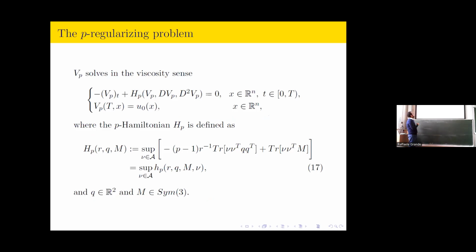Furthermore, we have that Vp solves the following partial differential equation that is related to an approximative problem. And we remark also that we can write the P Hamiltonian in the following way. But here, as you can notice, there is a problem, because we have this P minus 1, minus P minus 1. So when P runs to infinity, then this HP as a function goes to minus infinity.